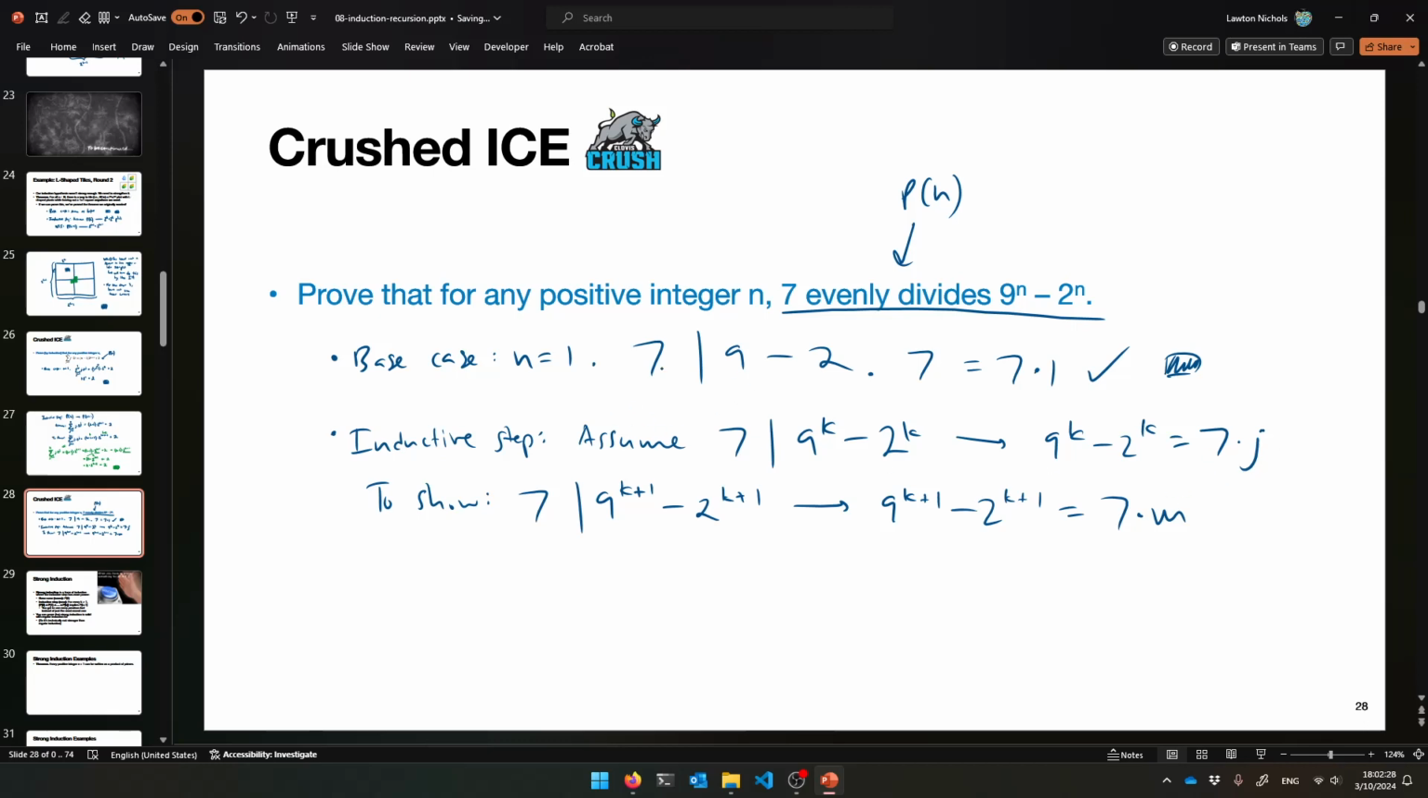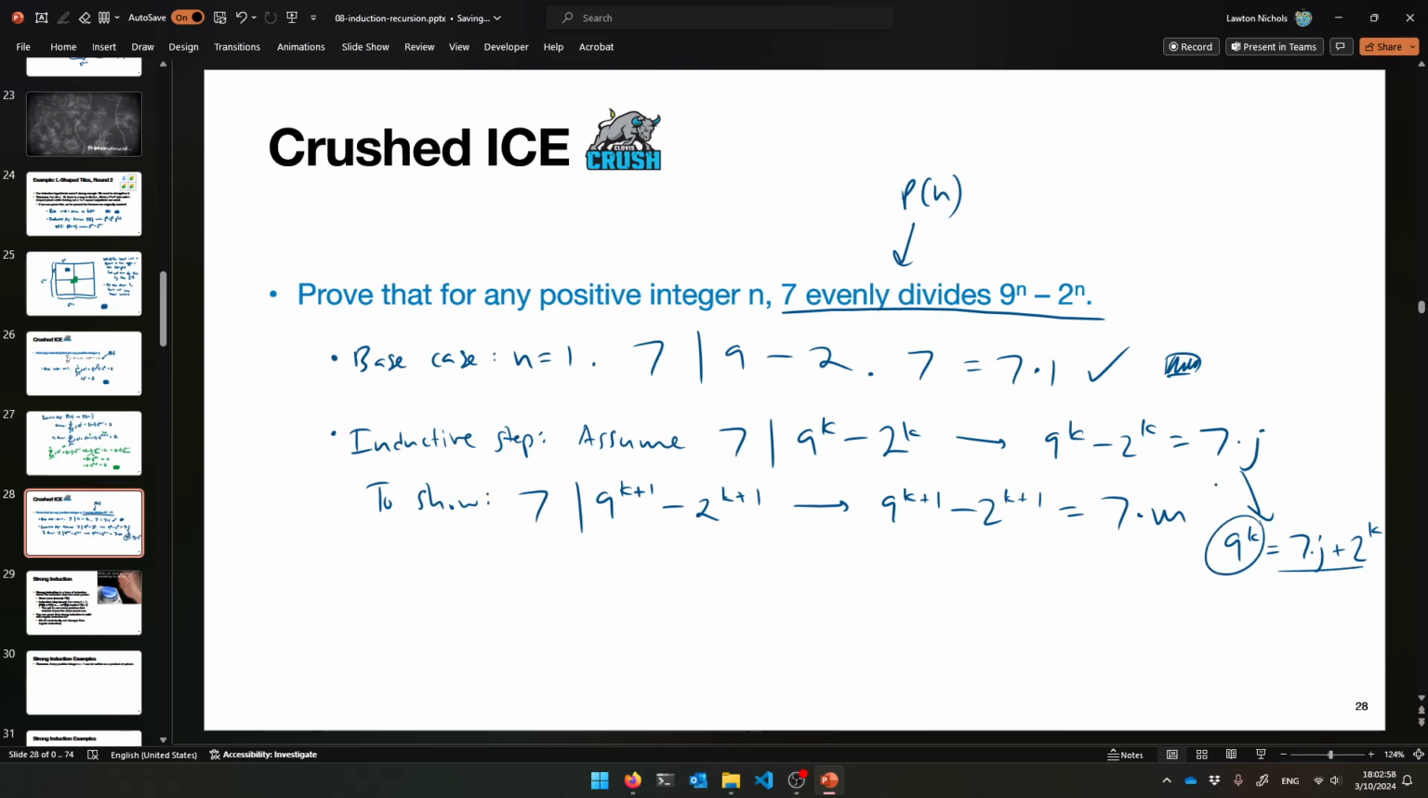And this is a bit of a harder example. We'll have to play around with the equations, but one way to do it is to solve for one of these guys, to solve for one of the powers. Let's solve for 9 to the k, so bring the 2 to the k to the other side. So again, I'm assuming this. Assume that 9 to the k, I'll just bring the 2 to the k to the other side, is equal to 7 times j plus this time 2 to the k, yeah? That's what I'm assuming. And again, I want to show this is true. And I almost have this now.